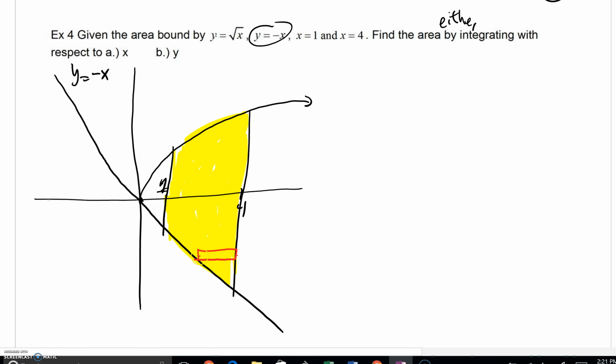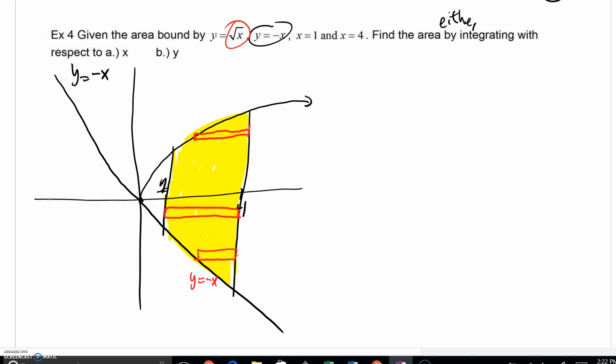You'd have a right minus left boundary here. The left boundary is the line y equals negative x. But look up here. If you move up just a little bit, your left boundary is no longer the line y equals negative x. Now it's the line x equals 1. Likewise, up on top, you would have a left boundary of being this square root function.